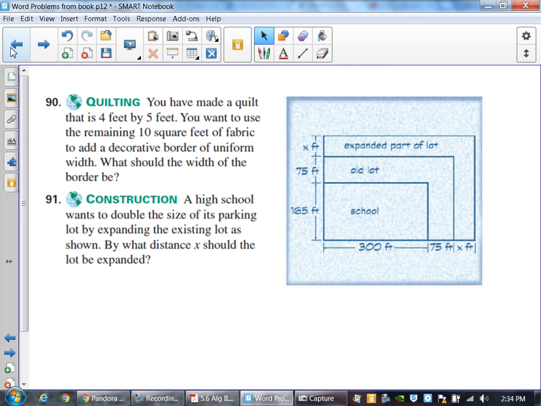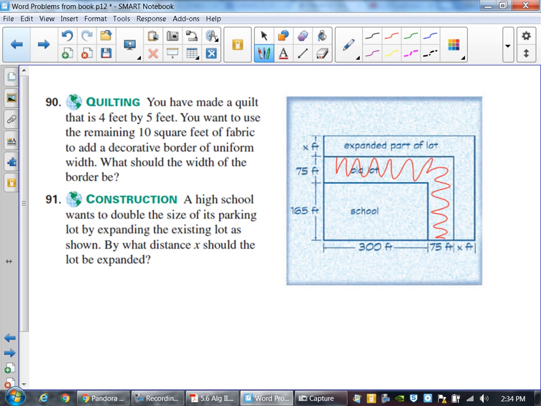On number 91, guys, you have to look at it in terms of the parking lot that they have right now, and they want to double that size, which means you have to start with figuring out the area of just the parking lot itself first, and then go from there. So it's another shaded region problem. There are a couple of shaded region problems in here, and it's all rectangles. We're not going to do anything crazier than that.